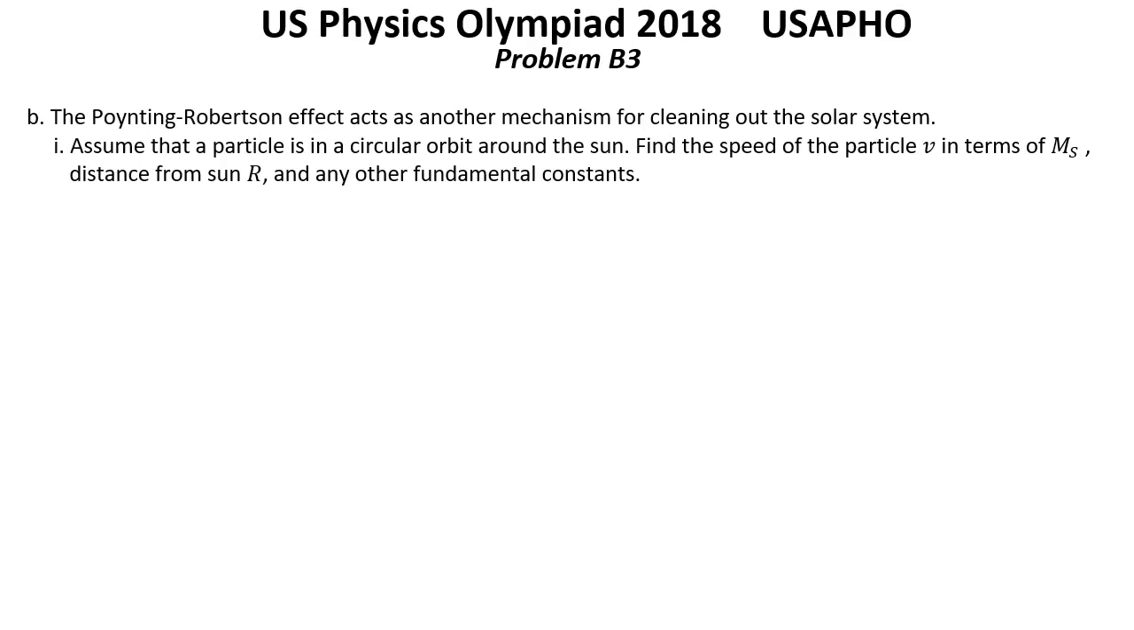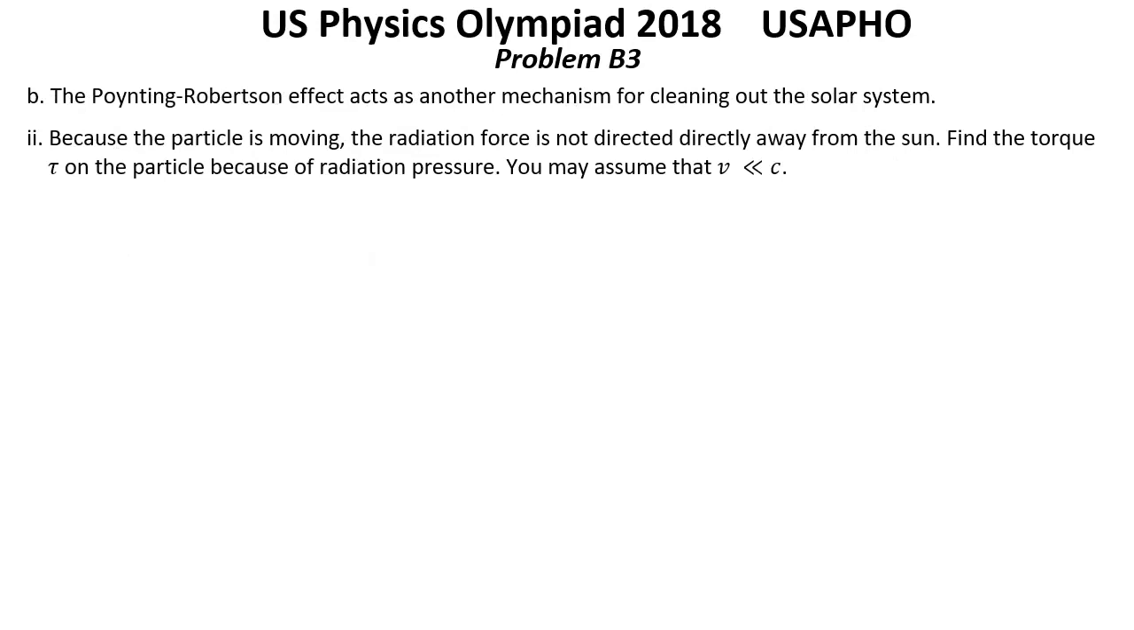Assume that a particle is in a circular orbit around the Sun. Find the speed of the particle v in terms of M_s, distance from the Sun r, and any other fundamental constants. Solution. Using the circular motion equation, gravitational force is responsible for centripetal acceleration. So we have this formula, and from here we have speed equal to the square root of GM over r. That's the answer for problem 1 in part B.